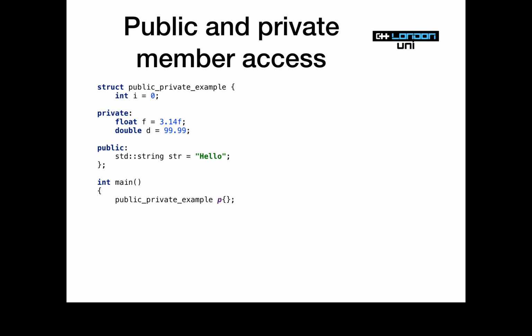So create an instance of this. As I say, i is public, so we can access it, we can change it, that's fine. str, this time this member is in the public section, so that's fine. But if we try and access f, well, f is in the private section of our struct, so that's an error. This is not going to compile. The compiler is going to say, this thing's private, you can't change it. Nor can you read it. Nor can you read it, absolutely.